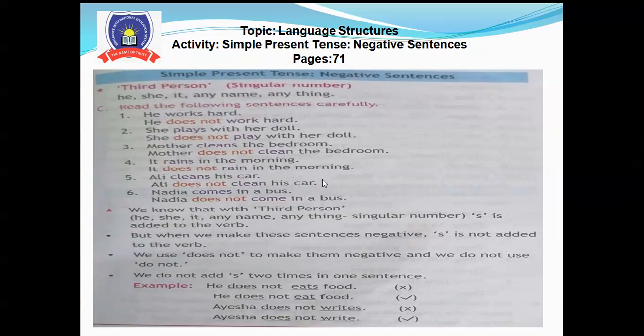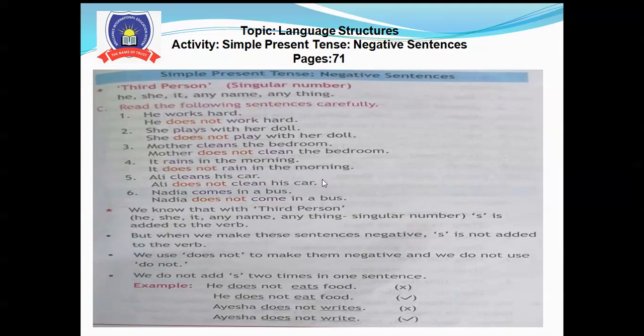So our next sentence is: Aisha does not writes. Is it true or false? Yes, it is a false sentence. How is it a false sentence? It shows two s's. That's good. Aisha does not writes is a false sentence. What will be the correct sentence? Aisha does not write. There will be no s with write, okay? Because we have already used does.